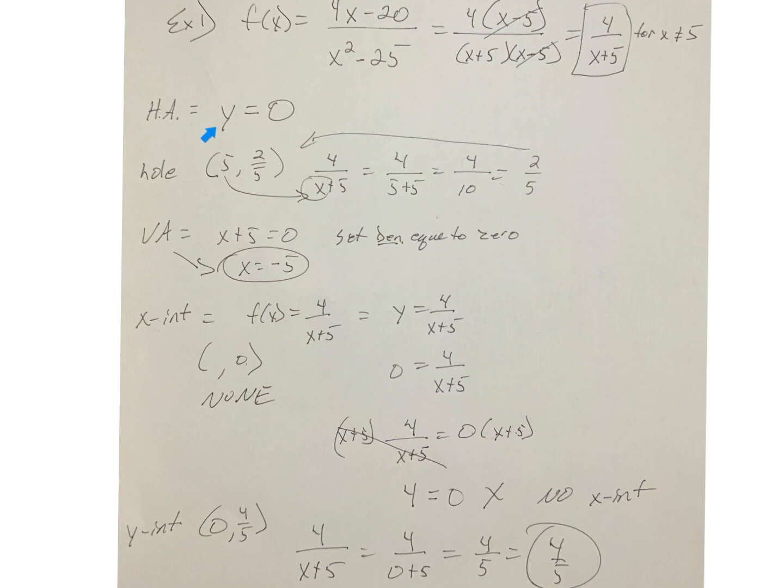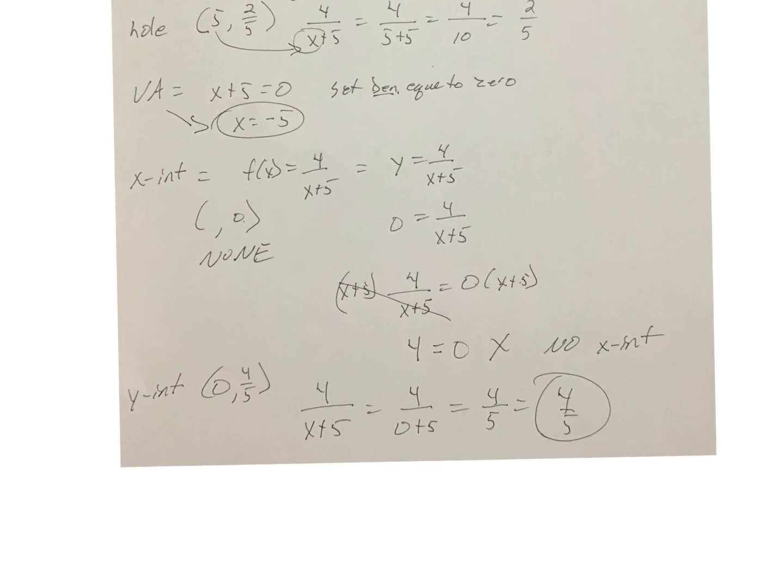We also knew that because we know that the horizontal asymptote is at y equals 0, which means our function is approaching 0 but never touches 0. If it never touches the x-axis, then you do not have an x-intercept.